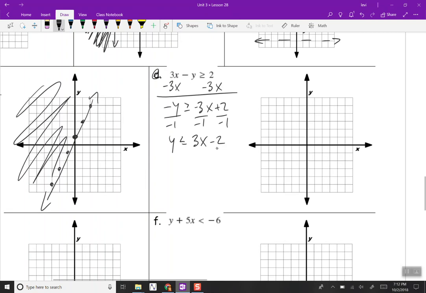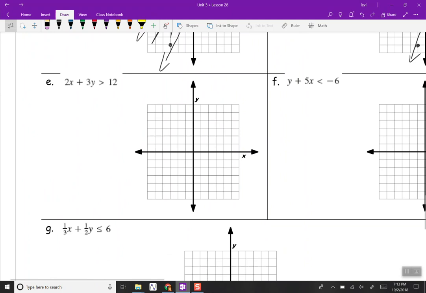So what's our y-intercept? -2, down 2. What's our slope? 3. So up 3 over 1, up 3 over 1, down 3 left 1. We've got the equal sign, so we're going to do a solid line, and we're eating the equation, so that's less than. So less than is on the bottom of that line. Less than would be the bottom of that line. Alright.